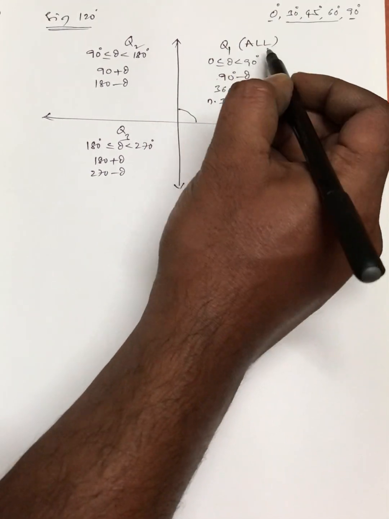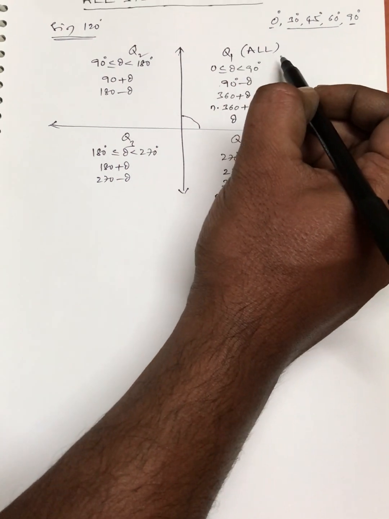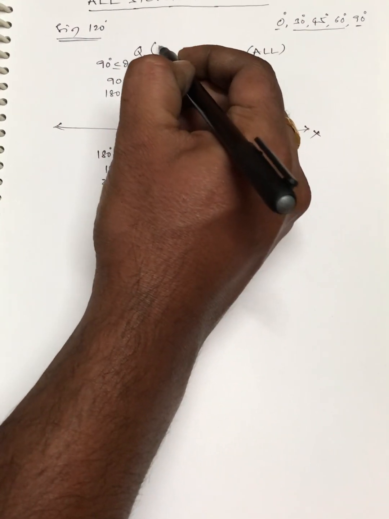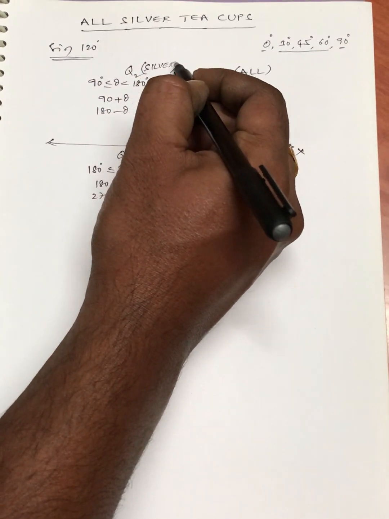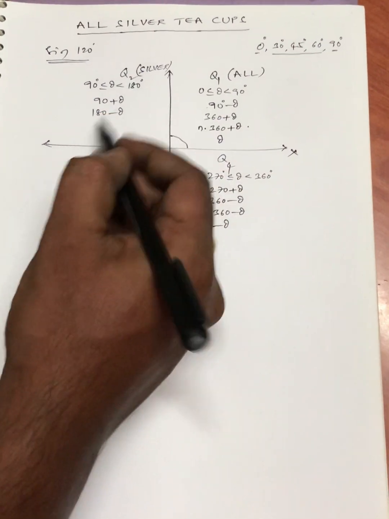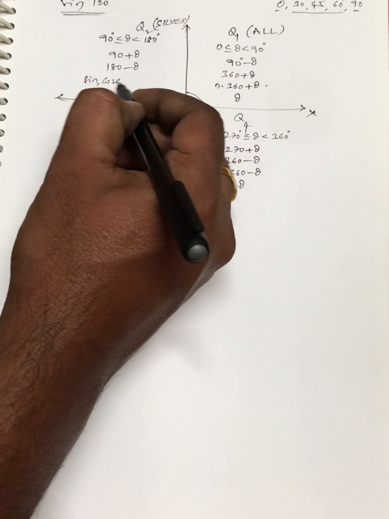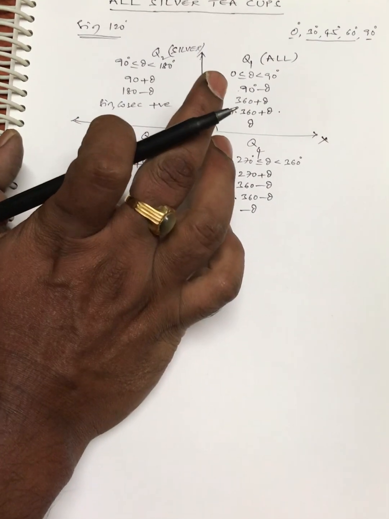Okay, "all" means in this quadrant all trigonometric ratios are positive. Next, for the second quadrant, the word that belongs to it is "silver". Okay, "silver" means in this quadrant, sine and cosecant are positive and the remaining ratios are negative.